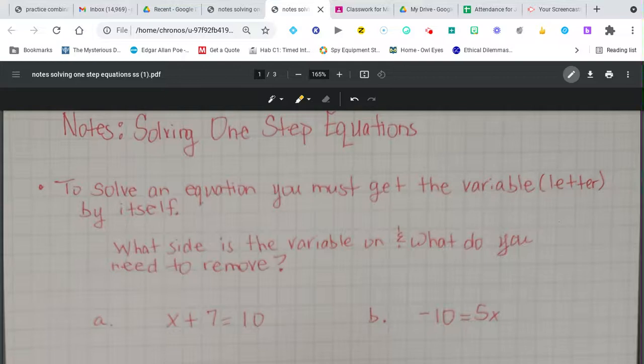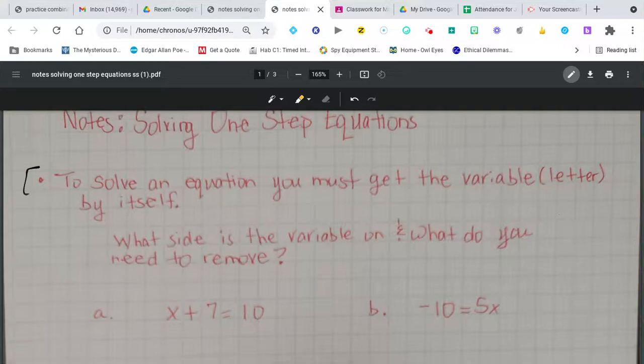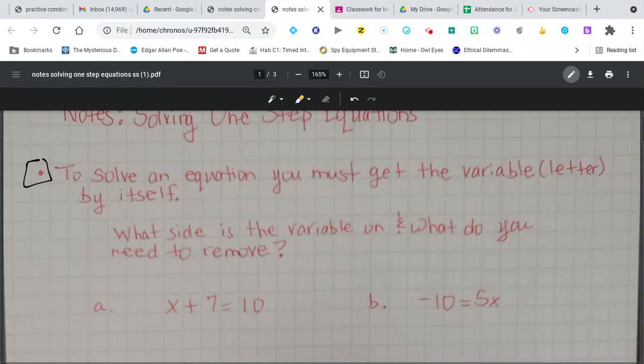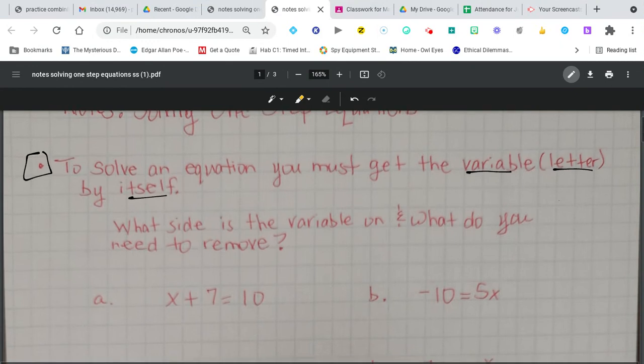Okay, so we're going to start off with one-step equations. We're going to do one-step addition, subtraction, multiplication, and division equations. So we first must consider the whole goal of solving an equation. To solve an equation, you must get the variable by itself. Another word for variable is a letter, but you got to get it by itself.